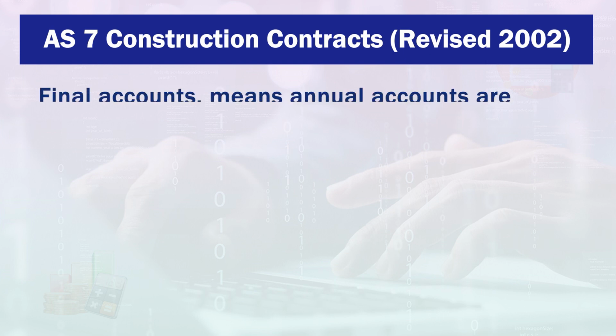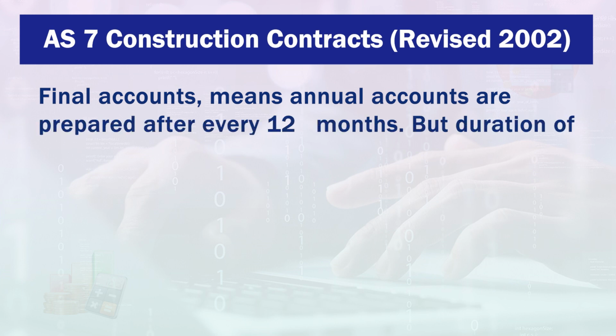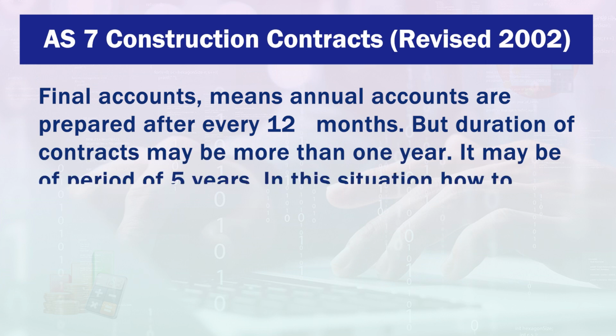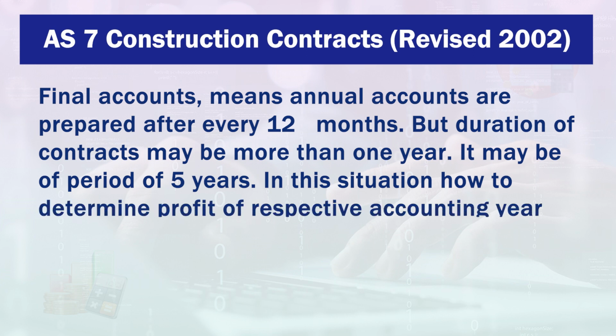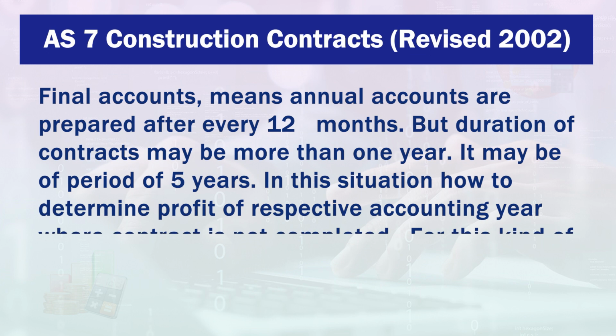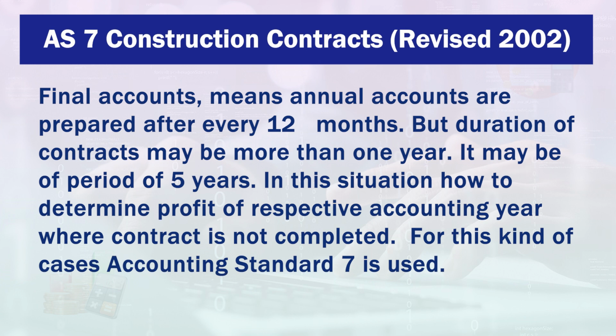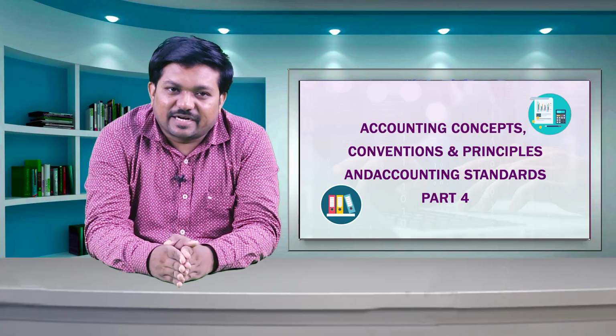Final accounts, meaning annual accounts, are prepared after every 12 months, but the duration of contracts may be more than 1 year, it may be a period of 5 years. In this situation, how to determine profit of the respective accounting year where the contract is not completed? For these kinds of cases, accounting standard 7 is used. Now, we will see the objectives.